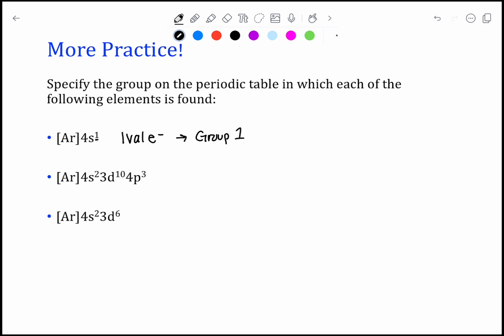Next up we have argon 4s2, 3d10, 4p3. Okay, so if our last electrons come in the p orbitals, this means we're a p block element. So our valence electrons come from the p and the s orbitals because they have the same n value. So we have 5 valence electrons. So this comes from group 5A or group 15. You try the last problem on your own, and I'll write the answer here in a second.